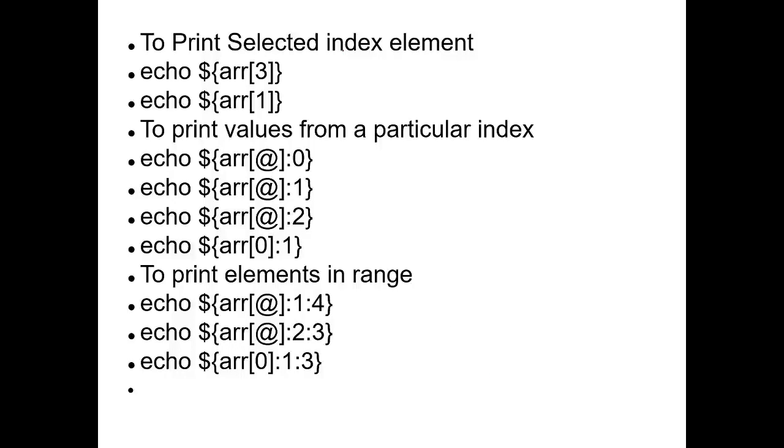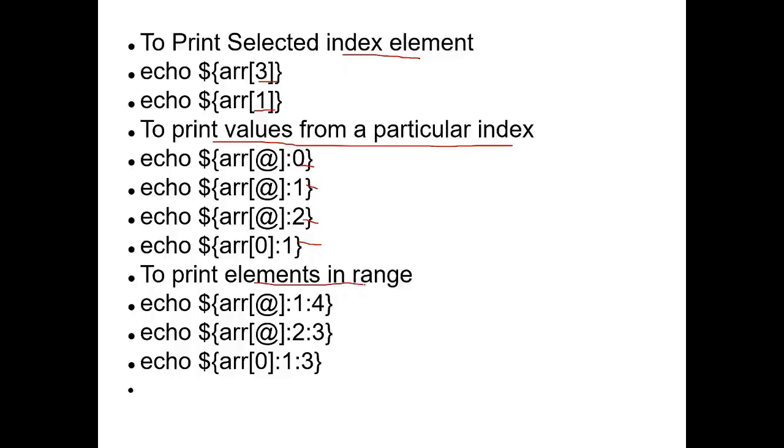To print selected elements we can use the index positions here, index positions 3 and 1. This will print whatever is stored in index positions 3 and 1 on the screen. Similarly, this is another way to print the values from particular indexes, 0, 1, 2. Even this will print the values of those particular indexes.